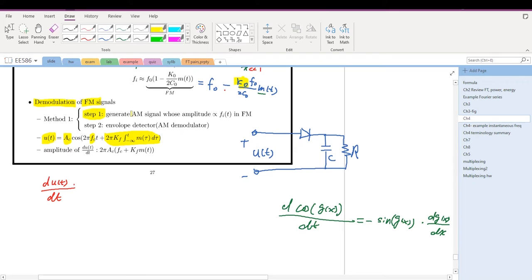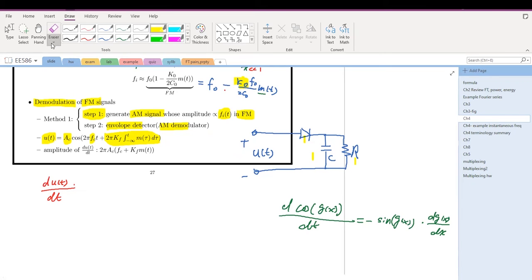Step 1, we want to generate an AM signal where the amplitude is proportional to the frequency in this FM modulation. And then we're going to use an envelope detector, because we know the envelope detector in conventional AM is a very simple circuit like this. We have a diode, we have an RC circuit. This is very easy to implement to obtain the envelope of the AM modulated signals.